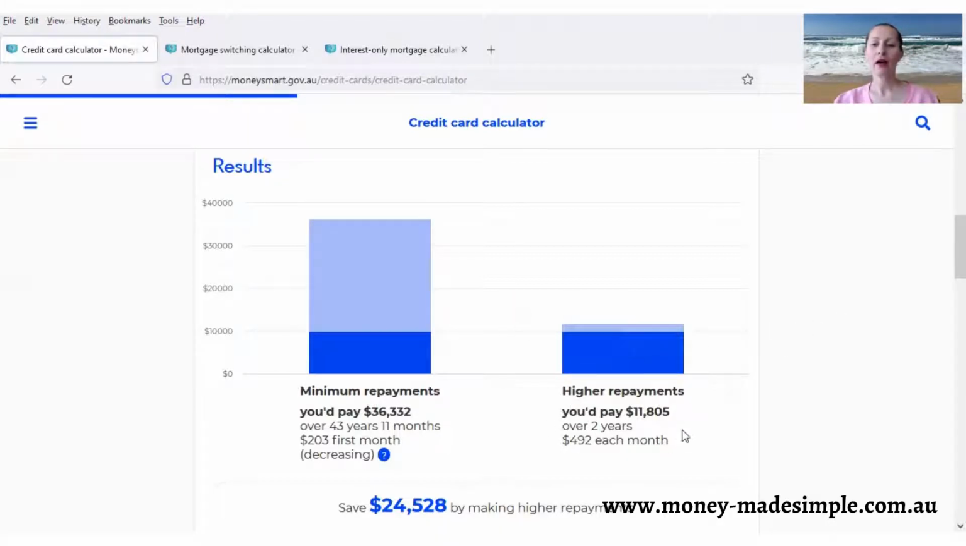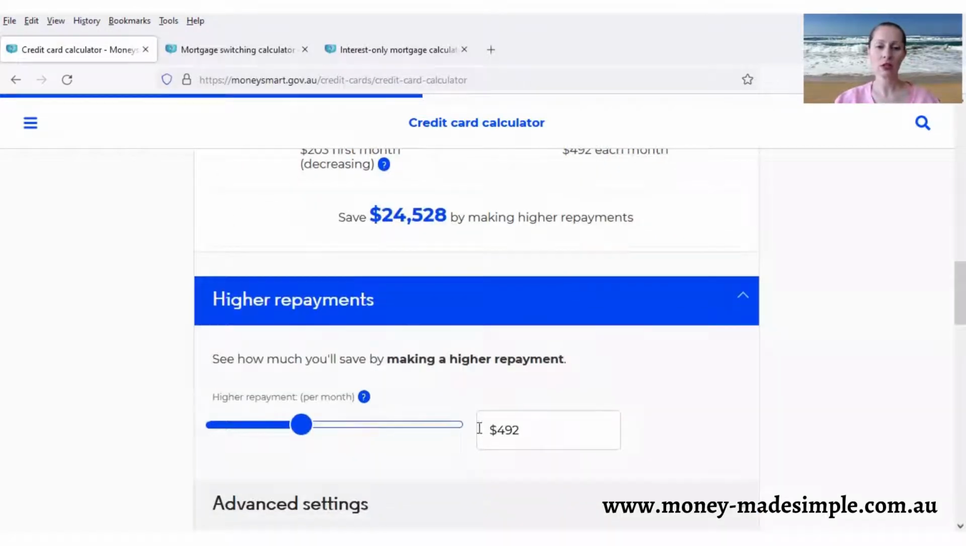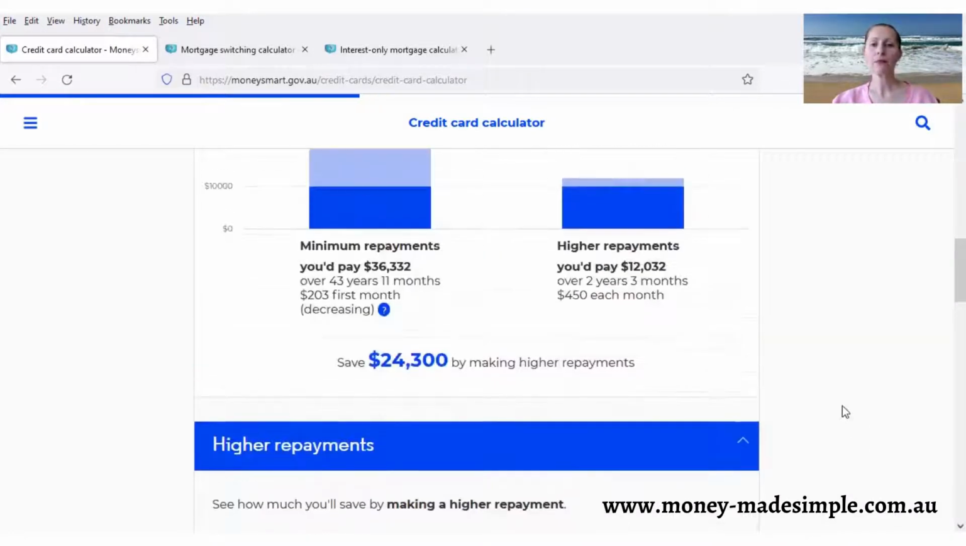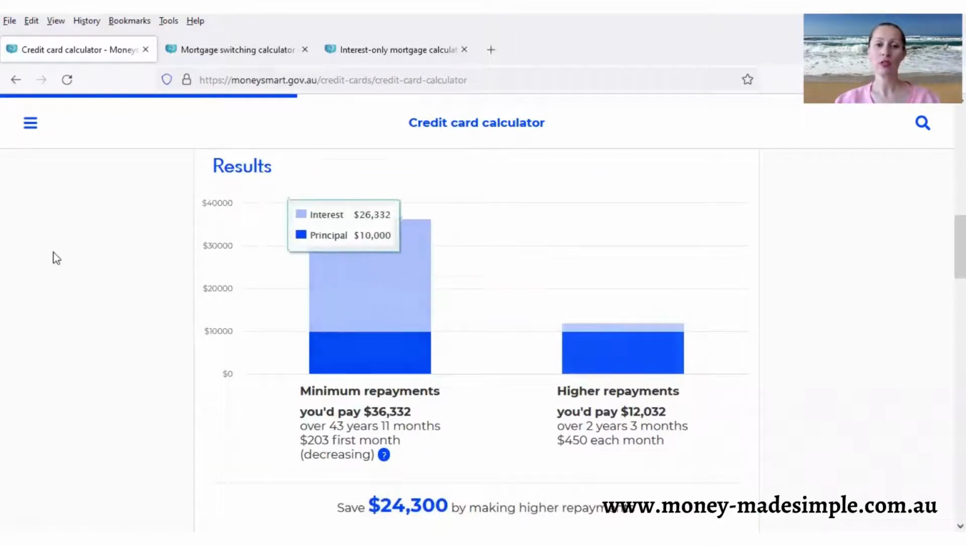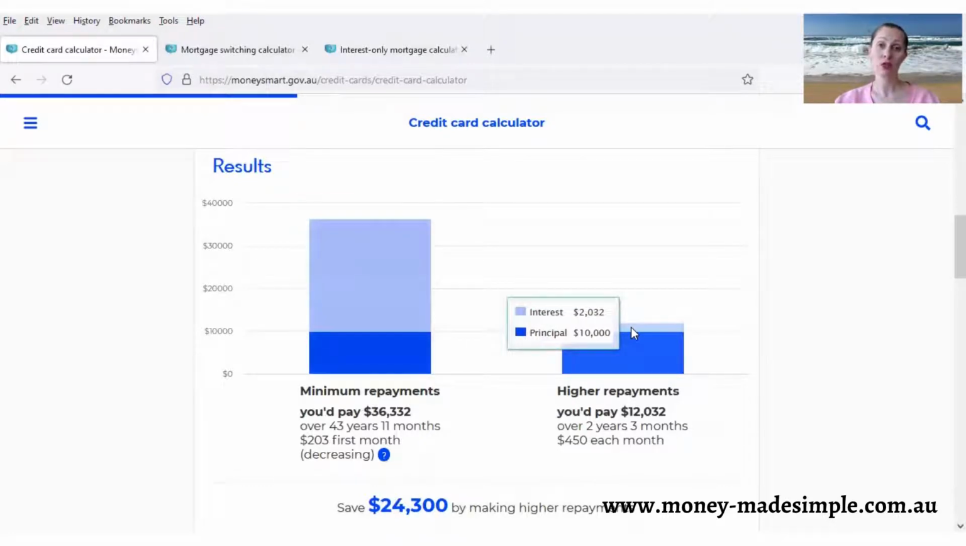Obviously, if you pay a higher amount of repayment, so go from $200 a month to almost $500 a month, you can actually adjust that down here. So let's just say $450 is more realistic. So we'll go to $450 and you're paying that every month. You'll pay it off in just over 2 years, which is a lot better. And the interest component will also be a lot smaller. So instead of paying, what's this, $26,000 in interest, you'll only be paying $2,000.